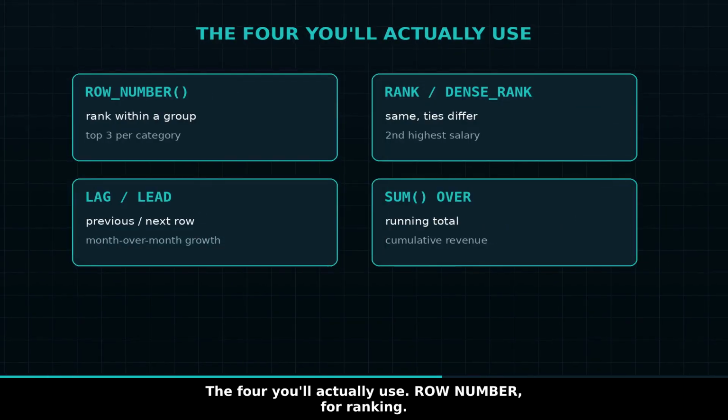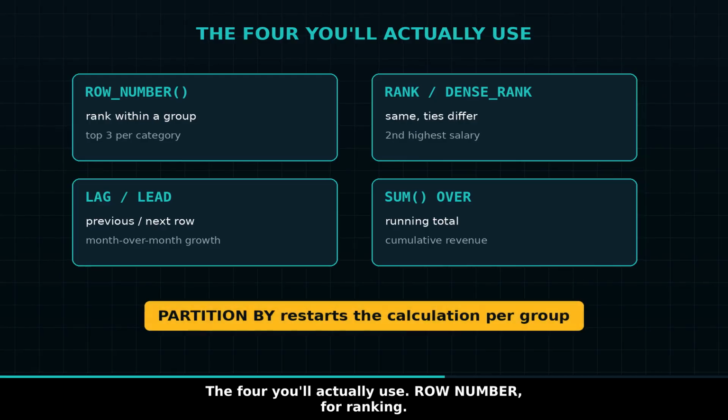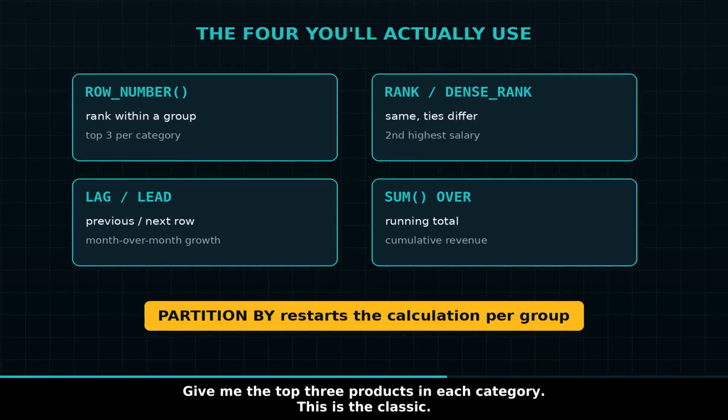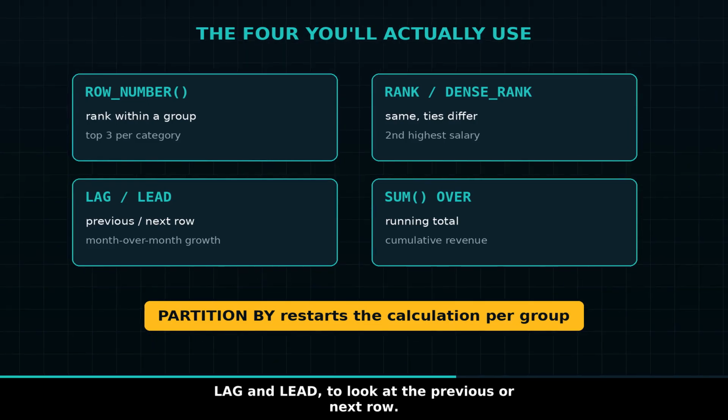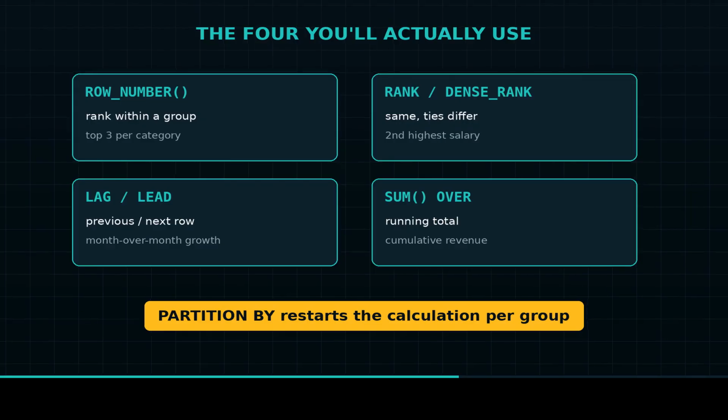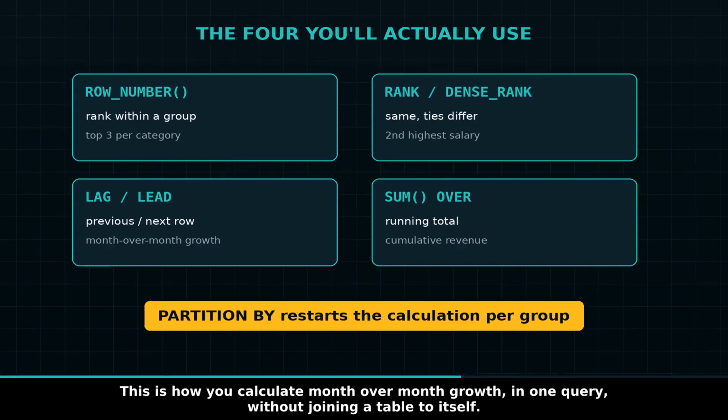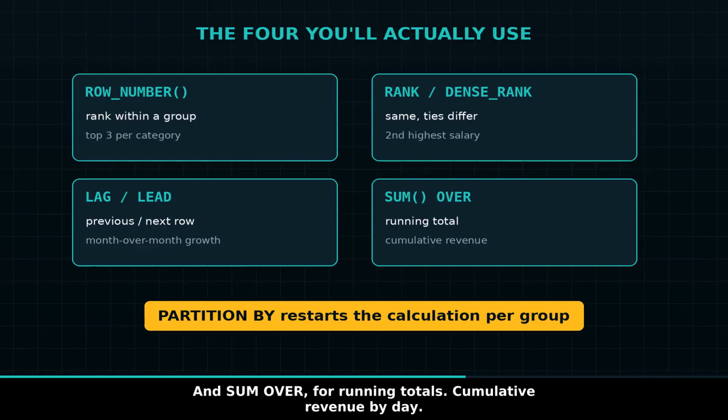The 4 you'll actually use. Row number for ranking. Give me the top 3 products in each category. This is the classic. Rank and dense rank. Same idea, but they handle ties differently. Lag and lead to look at the previous or next row. This is how you calculate month-over-month growth in one query without joining a table to itself. And sum over for running totals.